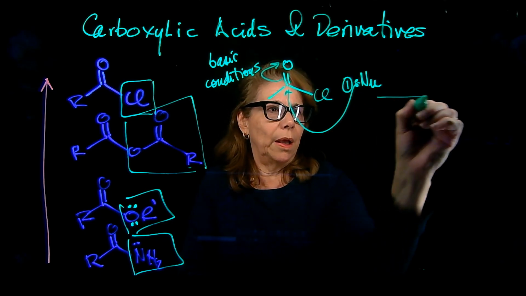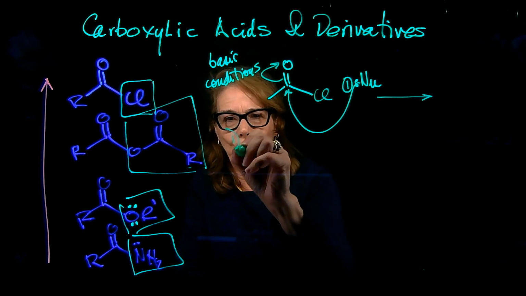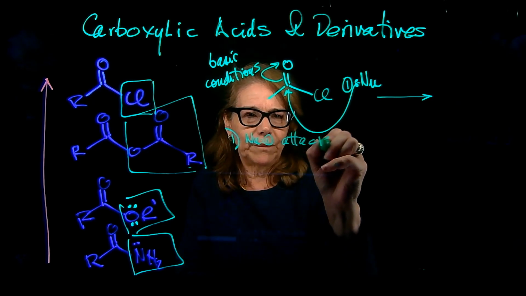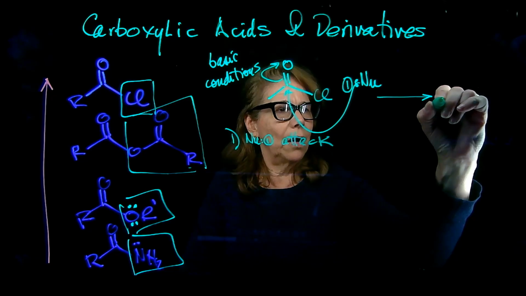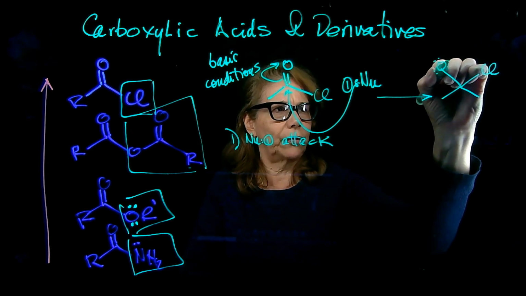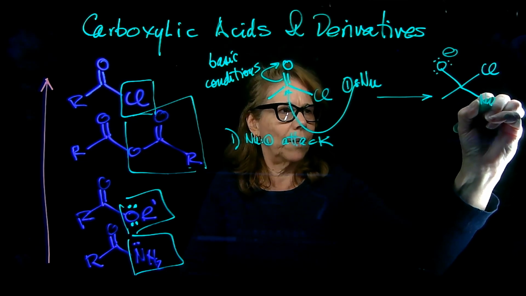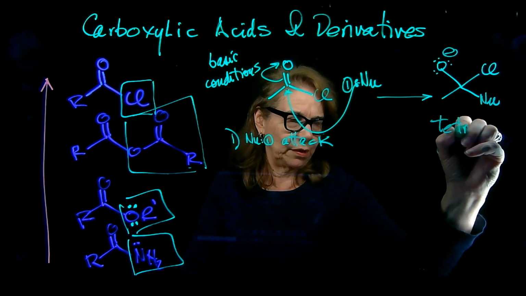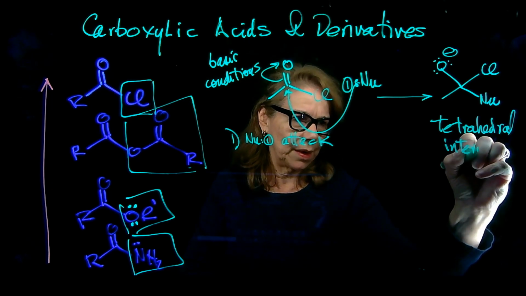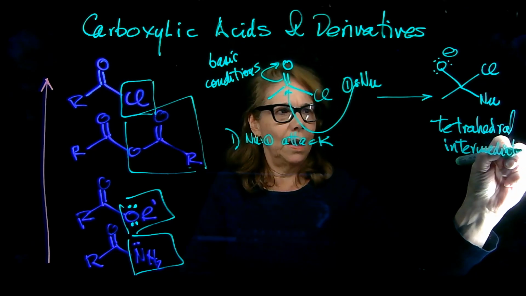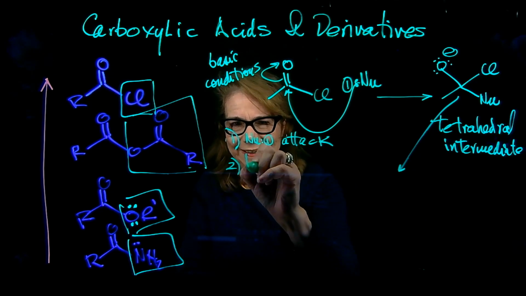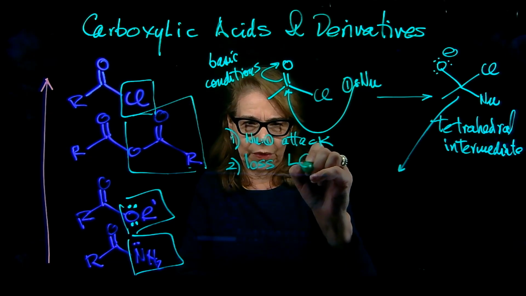the mechanism under basic condition involves a first step, so say step 1, nucleophilic attack. And this is what I have here in this arrow. That would lead to the formation of a tetrahedral intermediate. And then we have another step. So step 2 is a loss of a leaving group.